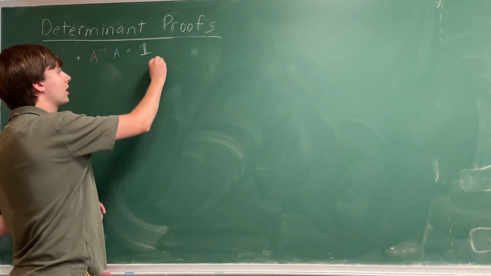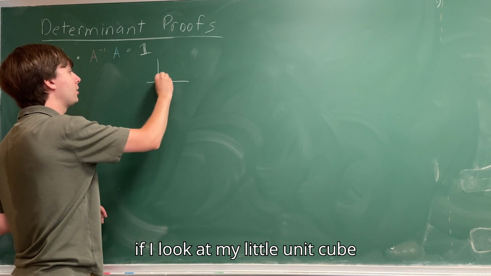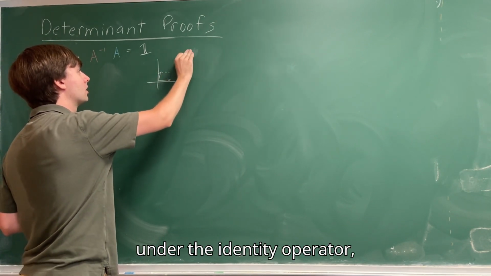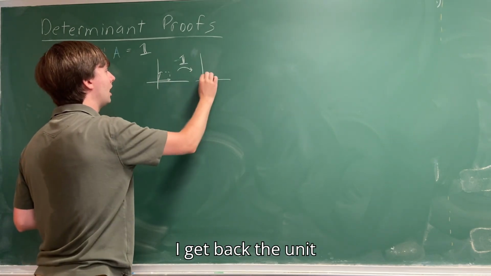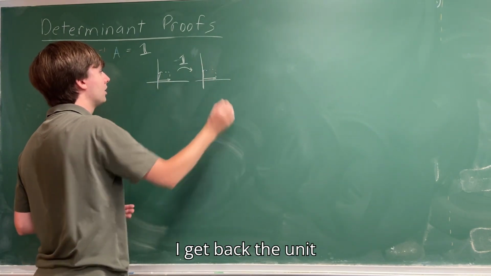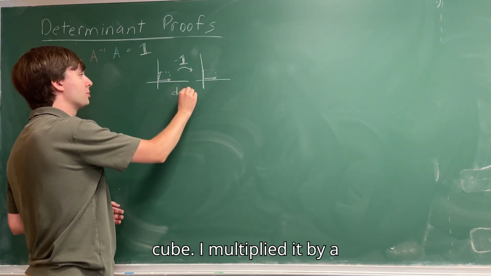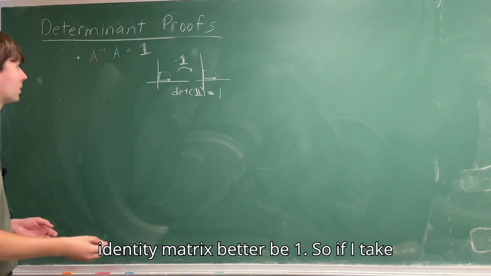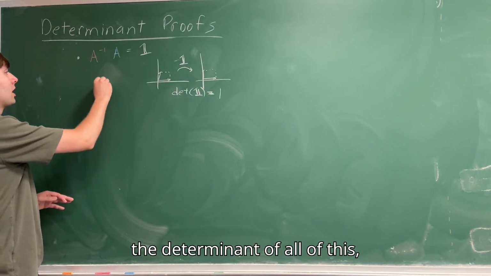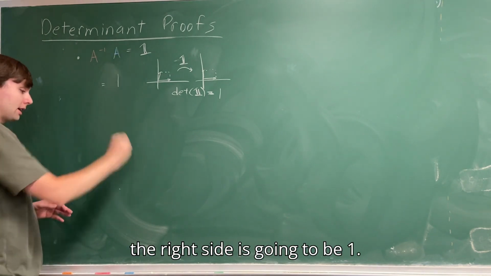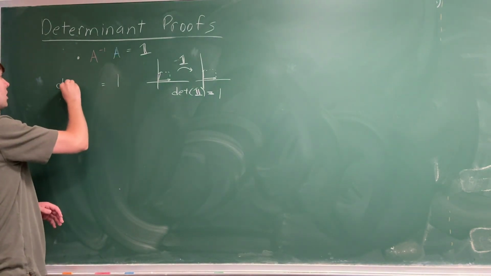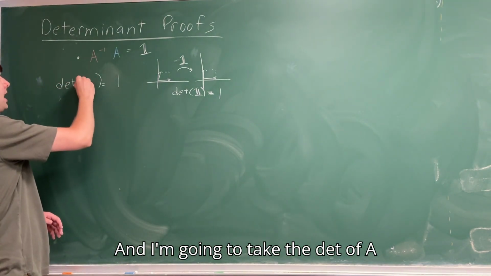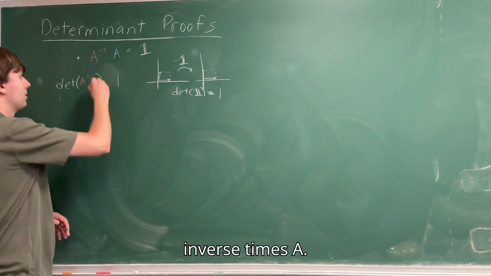So if I look at my little unit cube under the identity operator, I get back the unit cube. I multiplied it by a factor of 1, so the determinant of the identity matrix better be 1. So if I take the determinant of all of this, the right side is going to be 1. And I'm going to take the det of A inverse times A.